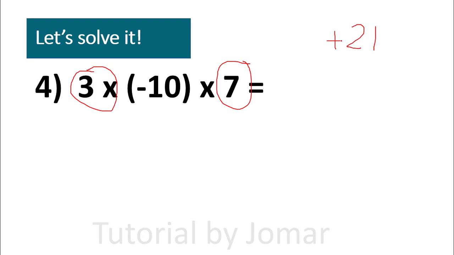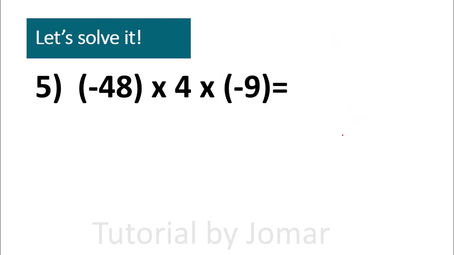Then, i-multiply natin siya sa negative 10. Ibaba lang natin yung 0. Then, 1 times 1 is 1. 1 times 2 is 2. Since magkaiba sila ng sign, magiging sign ng answer natin is negative. So, ang answer natin is negative 210.